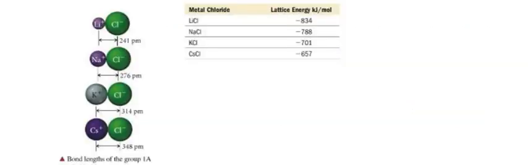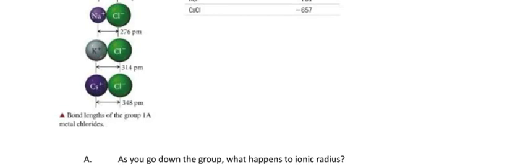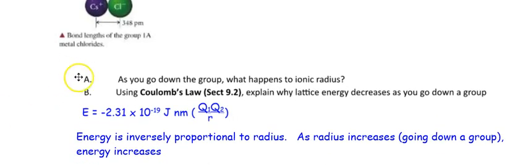All right, so let's take a look at these. Notice we kept the chloride identical, but what about the cations? We have lithium and sodium and potassium and cesium. So what can you say here? We have a greater R value, and as R gets bigger, your lattice energy goes down. So as you go down the group, what happens to ionic radius? It gets bigger. So using Coulomb's law, why does the lattice energy decrease? Well, we've already said this before.